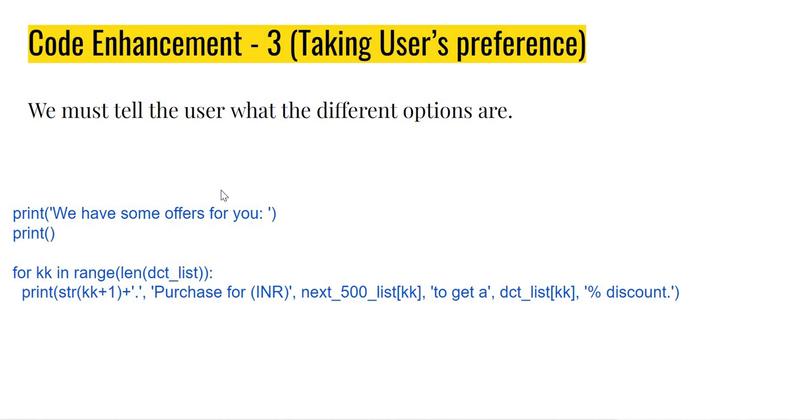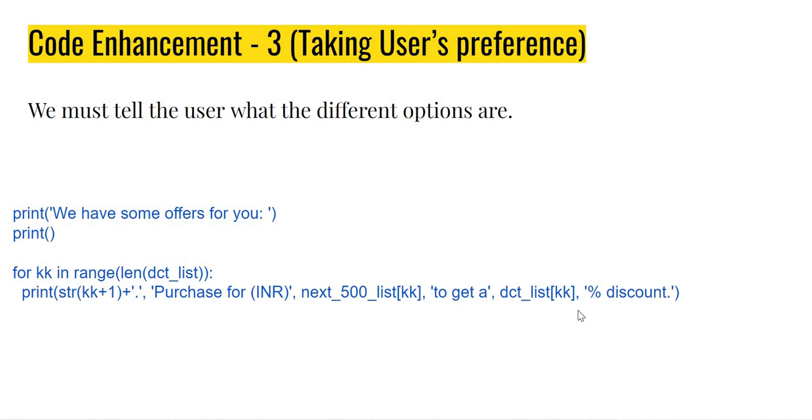Now, broadly, the idea is quite straightforward. I'm going to tell the user that, okay, look, we have some offers for you. And in this case, rather than telling the user that if you spend this much, you're going to get 10% discount, we are going to list down, for example, if you spend next 500 list 0, you're going to get discount list 0 discount, and so on and so forth. Notice this is a for loop running on the discount list. We can also run it on next 500 list, but the idea here really is that we are printing out for how much expenditure I am going to get a discount of how much percentage. So, no matter how many options there are, I'm going to get a list of options.